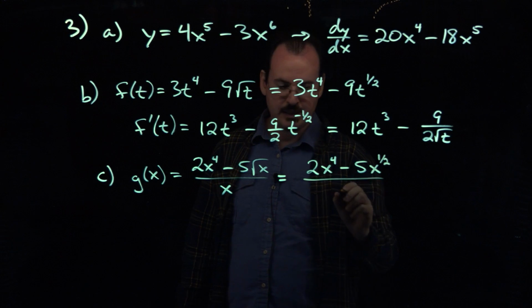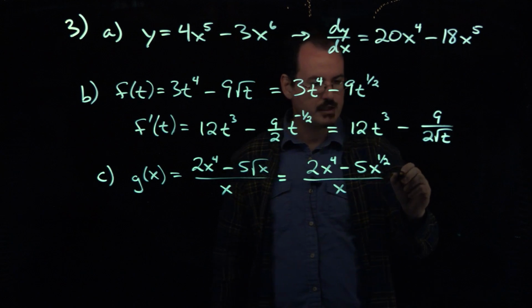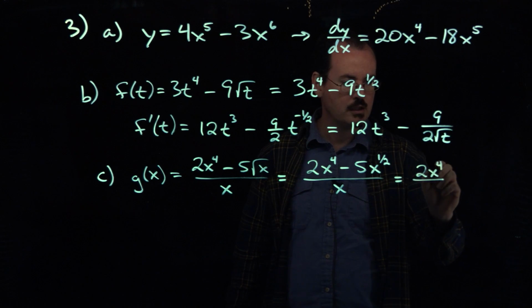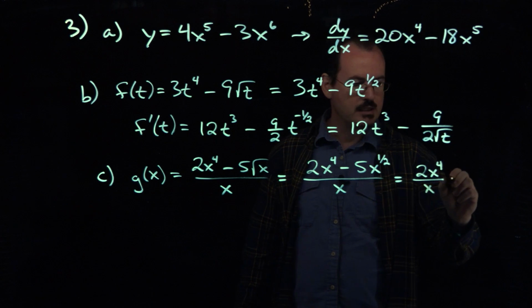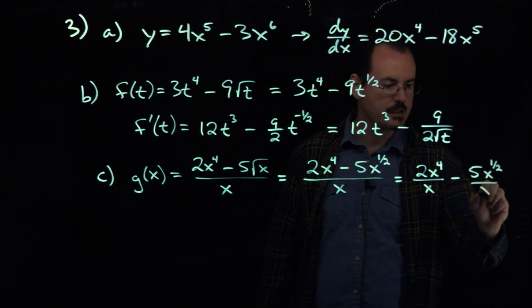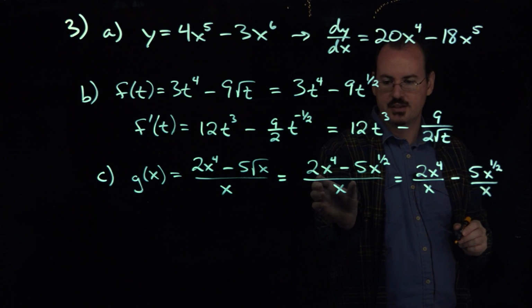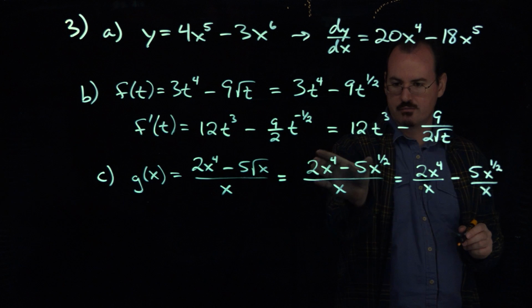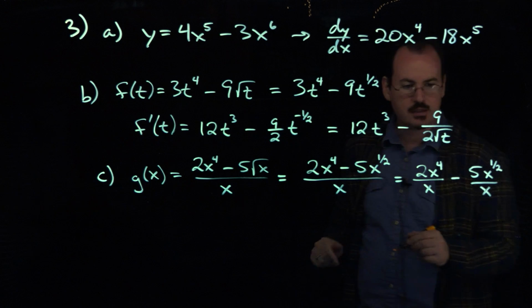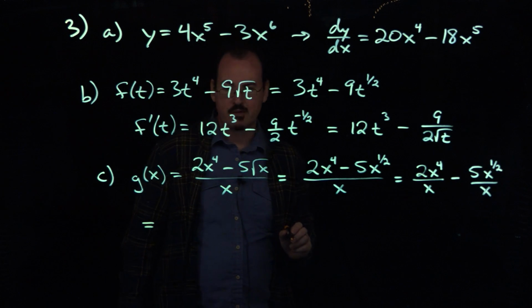Write them as powers. And then from here, what we can do is split this up as two fractions. So we can write this as 2x to the 4th power over x minus 5x to the 1/2 power over x. So that's the trick here. When you have just a monomial in the denominator, just a single term, what you can do if there's 2 or more added or subtracted in the numerator, just split it up so that each term separately is over that denominator. And we're still not taking a derivative at this point, we're still just rewriting the function.